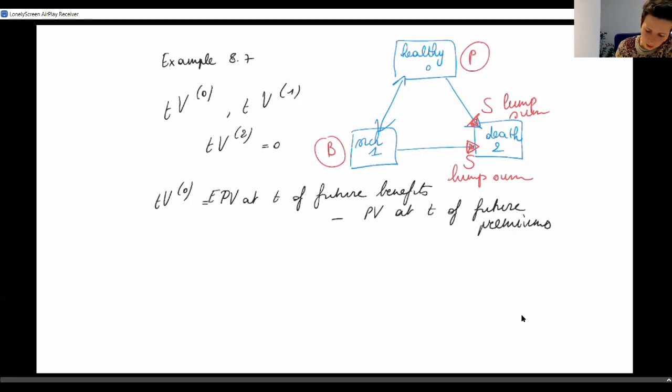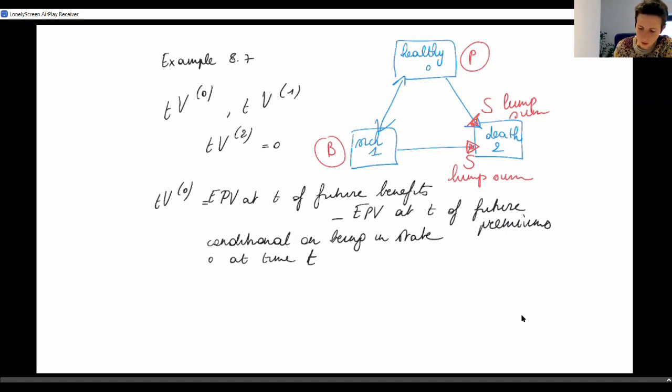And I want to make sure that I calculate the expected value of this. So I'm going to write the EPV, given, so this is conditional on being in state zero at time t. So at time t, my policyholder is healthy, and I'm going to look at what is then the EPV of future benefits or future premiums.